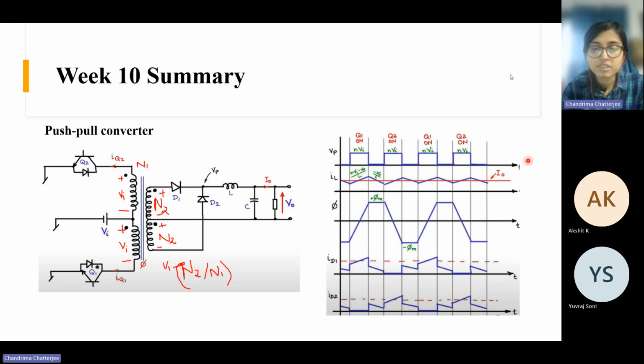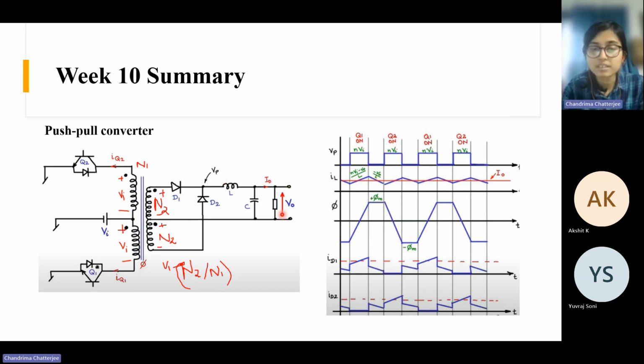Afterwards, we have the current waveforms, the current through D1 and the current through D2. So when Q1 is on, the entire load current is flowing through this diode D1 because this is forward biased and this is reverse biased. So this current is exactly equal to the inductor current here.